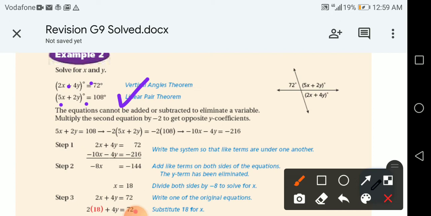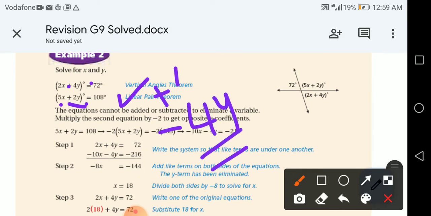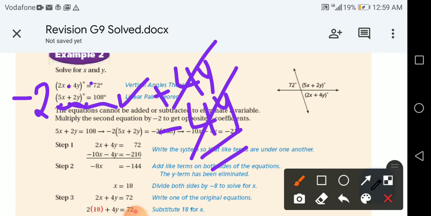I'm going to multiply negative 2 by this one, the 2y. Negative 2 times positive 2y gives me negative 4y, the opposite of positive 4y, so I can eliminate it. But remember, I will multiply the whole equation by negative 2. So negative 2 times 5x gives me negative 10x, negative 2 times positive 2y gives negative 4y, and negative 2 times 108 gives me negative 216.